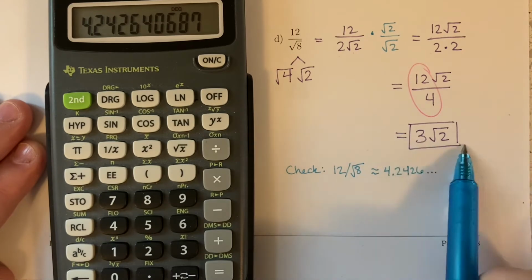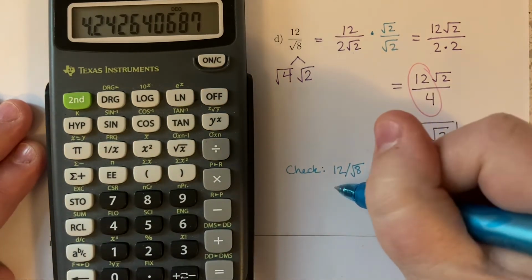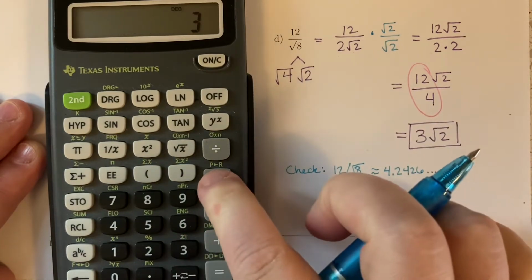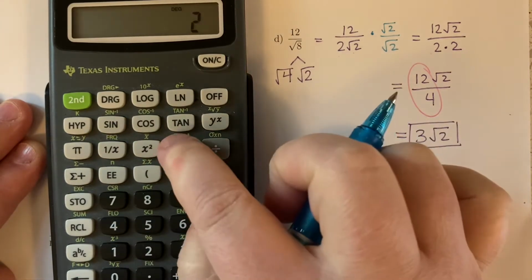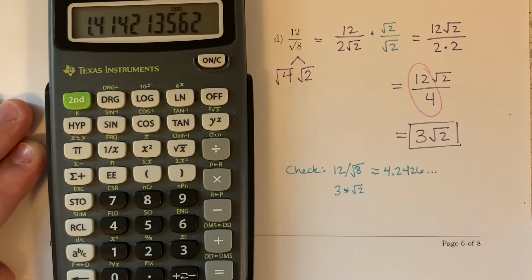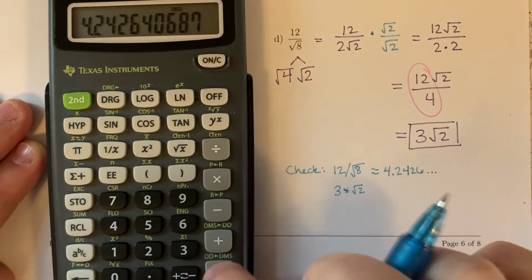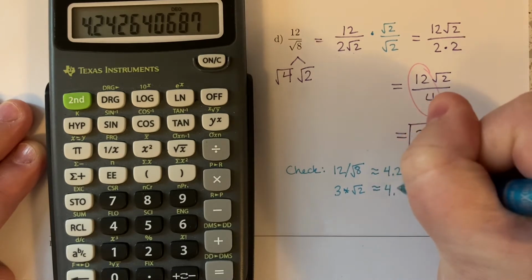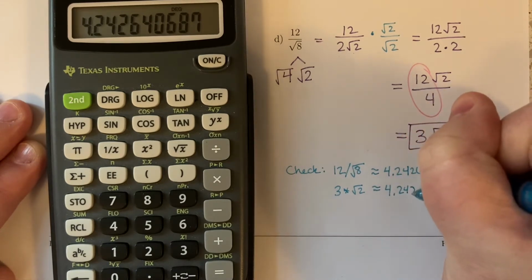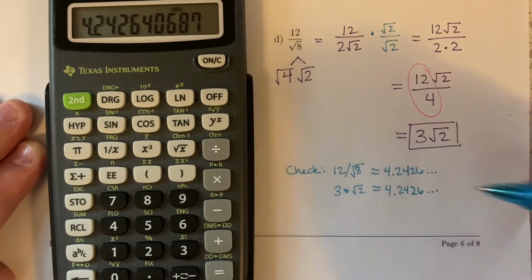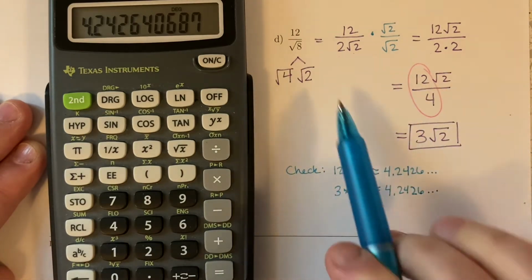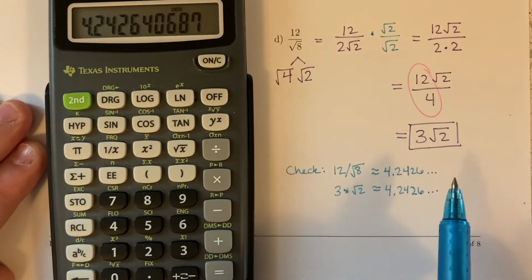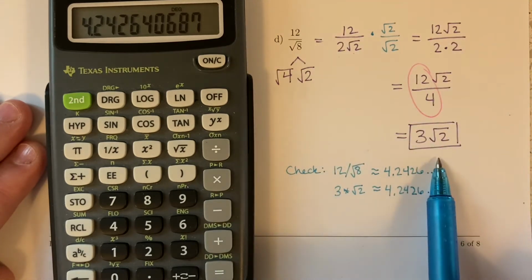But let's try 3 times square root of 2. So I do 3 times 2 and then the square root key. So that's the square root of 2, and then equals multiplies it by 3. Oh, and look, it is the same number. So in all these examples that we just did, where we started with and where we ended are the same number. They just look really different.